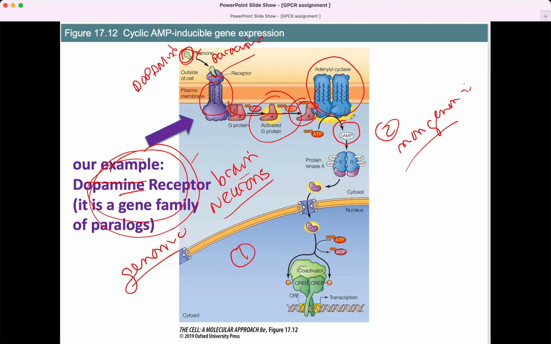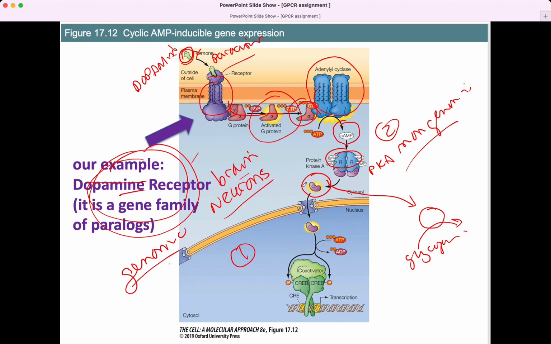Okay, great. In this case, the cyclic AMP again binds to the regulatory subunits of protein kinase A, or PKA, and it releases a catalytic subunit. Okay. Now, before we saw in the other example of epinephrine that it phosphorylated ultimately an enzyme to break down glycogen.